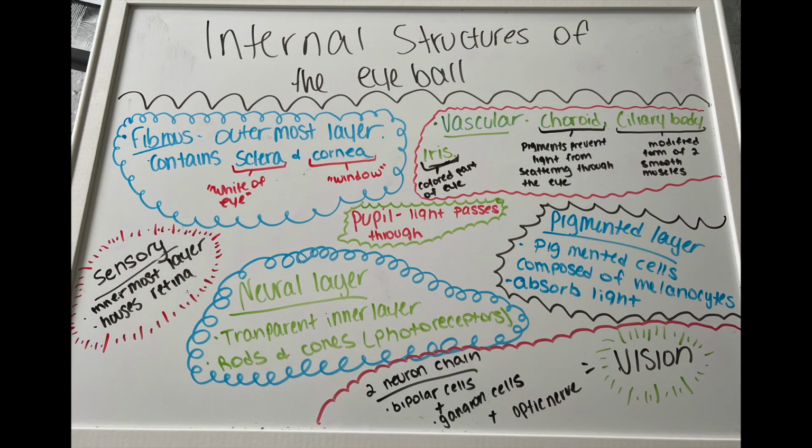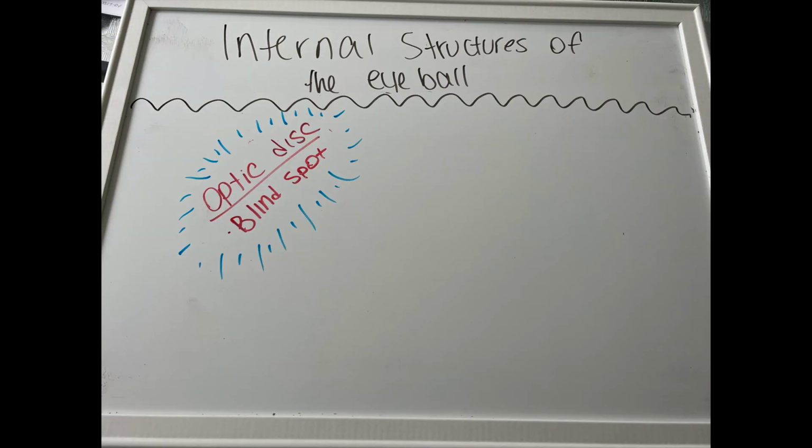The 2-neuron chain. Electrical signals pass from the photoreceptors via a 2-neuron chain, bipolar cells and then ganglion cells, before leaving the retina via the optic nerve as nerve impulses that are transmitted to the optic cortex. The result is vision.